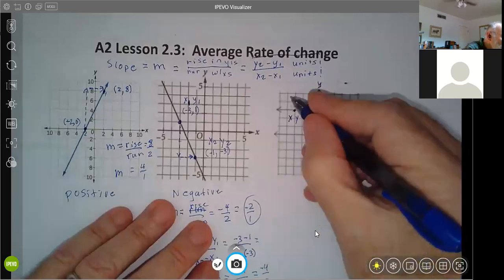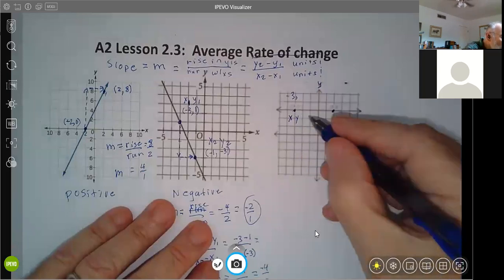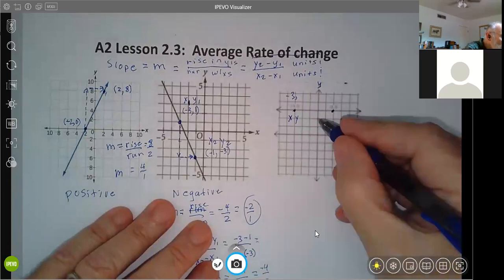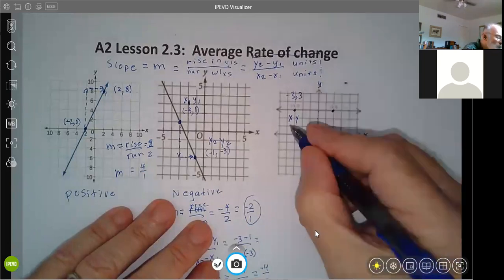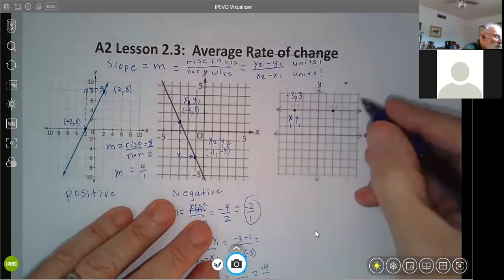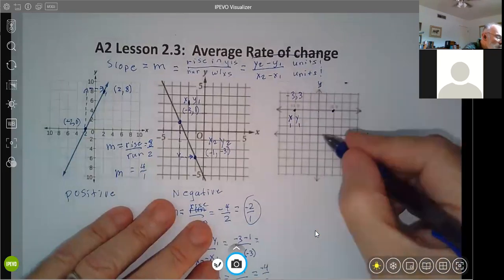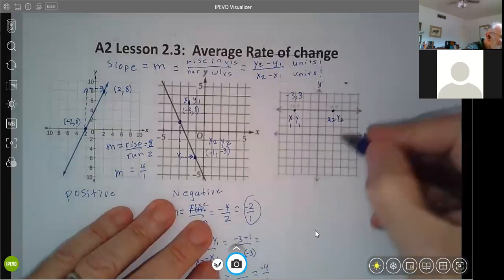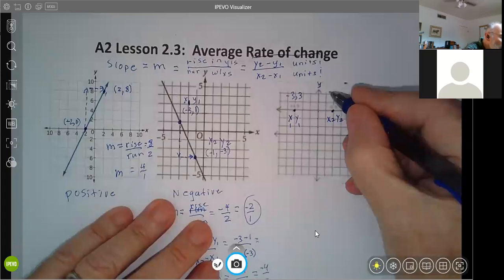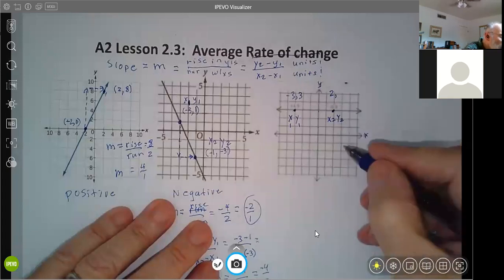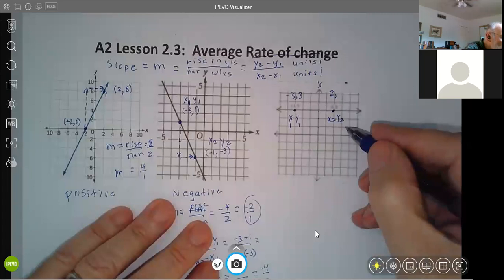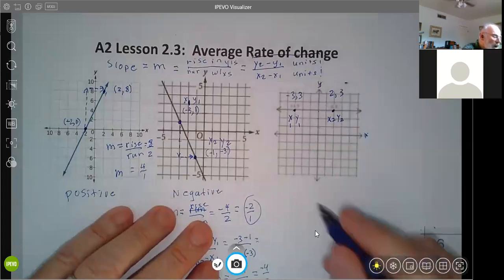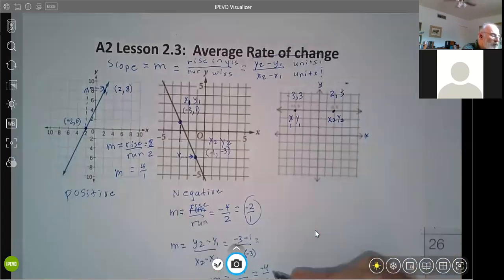So x is -3, and y is 1, 2, 3, positive 3. Okay, so that's going to be my x1, y1, and my x2, y2 is going to be x is 2, y is 1, 2, 3. Okay, so I'm going to use the y2 minus y1 on this one.